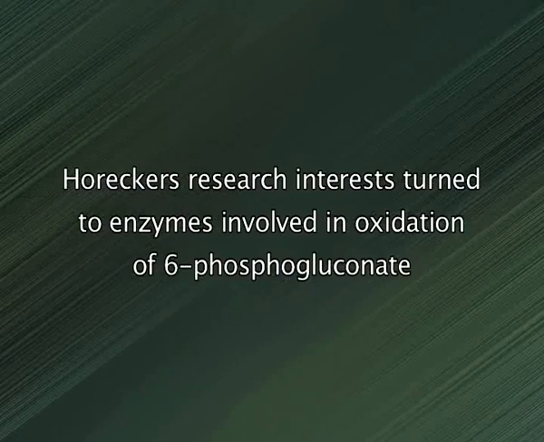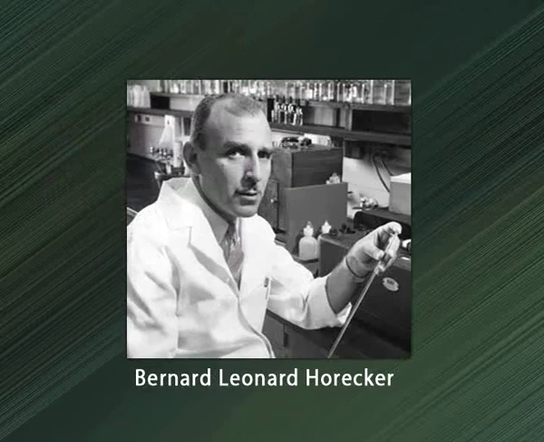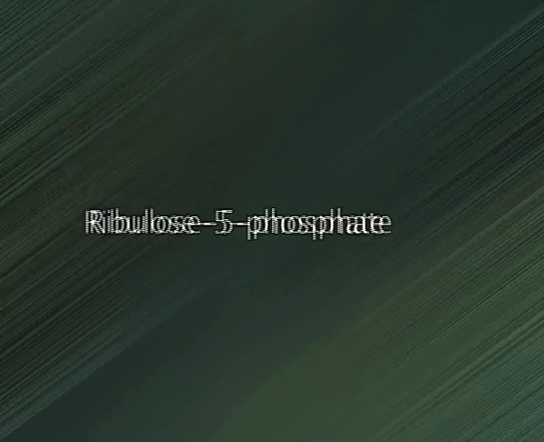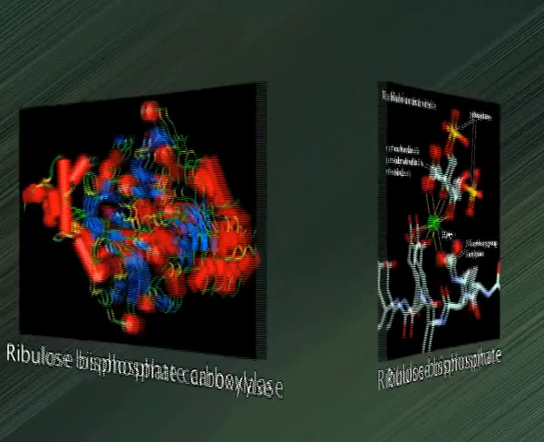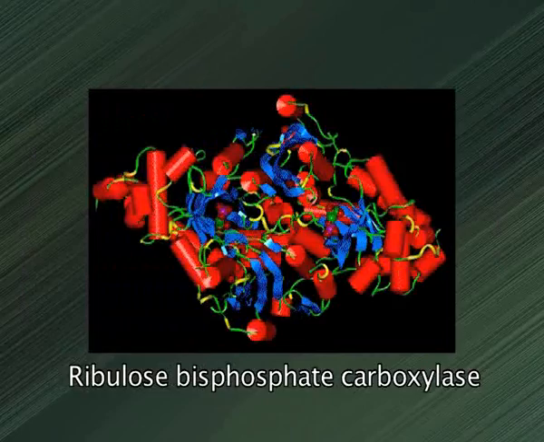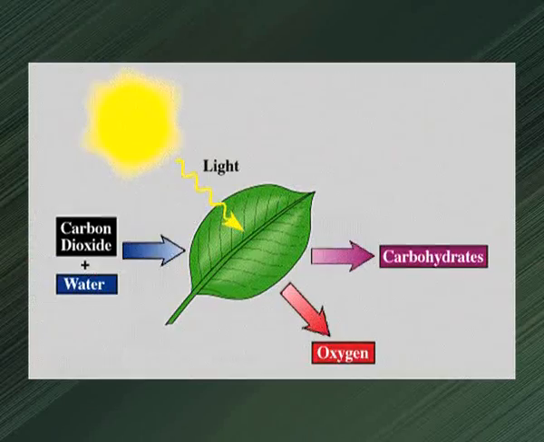Horecker's research interest turned to the enzymes involved in oxidation of 6-phosphogluconate, and he demonstrated that this pathway generates ribulose 5-phosphate. He played a key role in elucidation of the pentose phosphate pathway, which included the discovery of enzymes like transketolase and transaldolase. His laboratory was the first to prepare ribulose bisphosphate and ribulose bisphosphate carboxylase, which are both essential components in photosynthetic fixation of carbon dioxide by green plants.